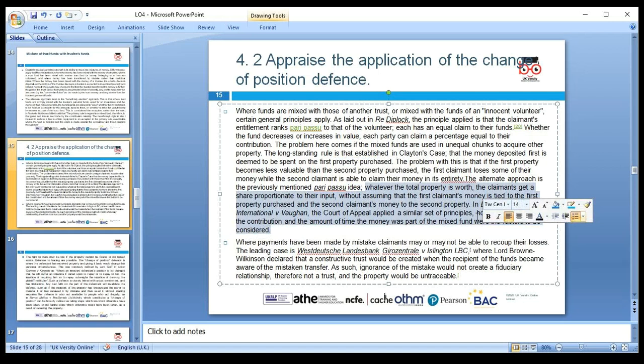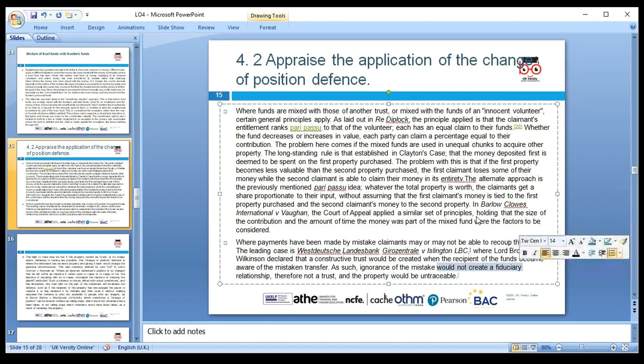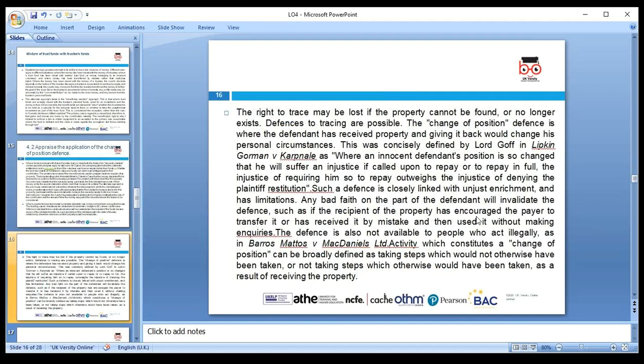Okay, on disposition you can look around and you can defend on it. A mistaken claimant may be able to recoup their losses, and leading on from this we have a case law here. Where a transfer is made by ignorance or mistake, in a fiduciary relationship, the trust property may become untraceable. The right to trace may be lost if the property cannot be found and no longer exists. The defense to tracing, where it is possible, is change of position: whether the defendant has received the property and given it away, changing their personal circumstances.